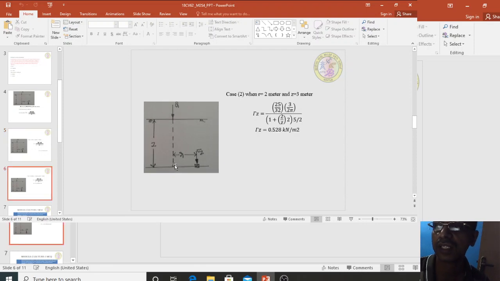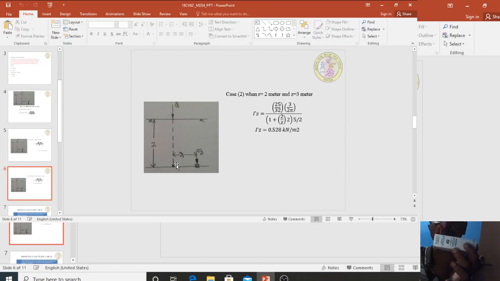Now let us see case 2. Same surface, this is a loading point. Now I don't want stress exactly here. This is a loading point, I don't want stress here. I want it at a radial distance of 2 meter.